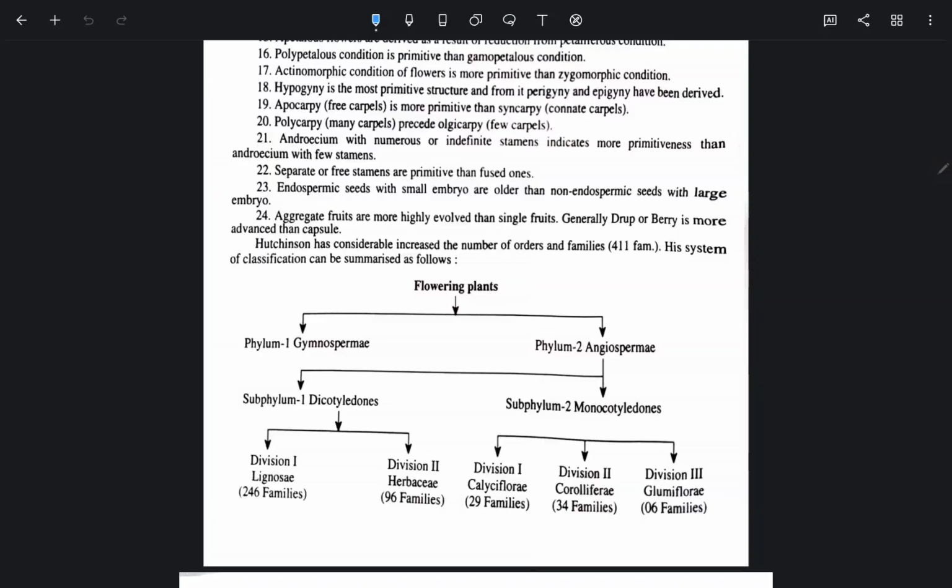His system of classification can be summarized as follows: flowering plants have two phyla: phylum one Gymnospermae, phylum two Angiospermae. Phylum two Angiospermae is further classified into two subphyla: subphylum one Dicotyledons, subphylum two Monocotyledons. Dicotyledons are further classified into two divisions: Lignosae and Herbaceae. Monocotyledons are further classified into three: Calyciflorae and Corolliflorae.